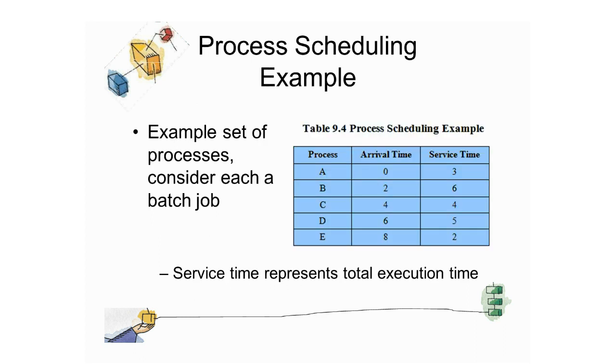Process scheduling example. Here's the example of processes, considered as batch jobs. Here's the table of process scheduling. Service time represents total execution time.